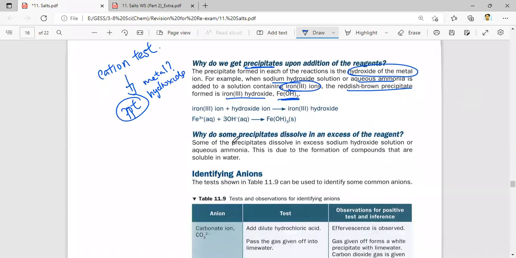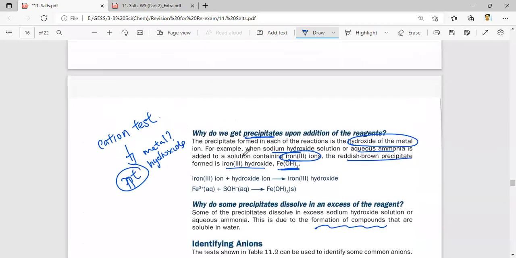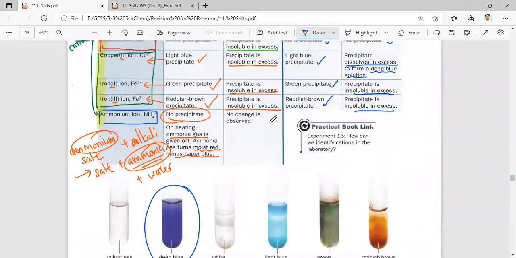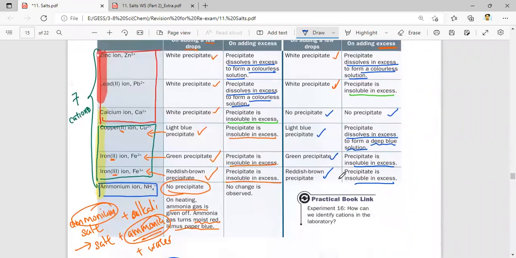Why do they dissolve in excess? You don't really need to know too much detail, but it's due to the formation of some other compounds when you add excess of this reagent. So just take note. This is for cation. So you add sodium hydroxide or you add aqueous ammonia as a test for cation.